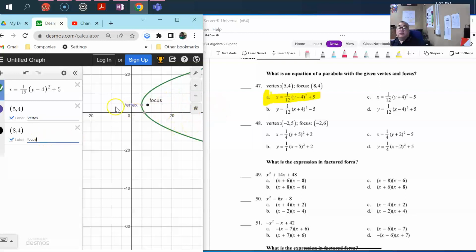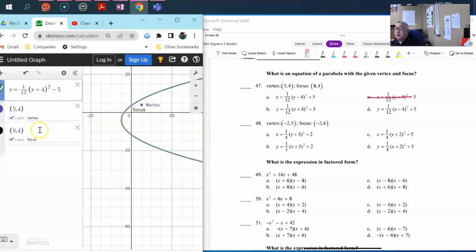But let's check the other ones. So the other one is x equals 1/12 plus 4 minus 5. That can't be it. The next one is x plus 4. Oh, this one was x minus 4. I mean, y minus 4. That can be A. Okay, so let me type this again. We have x equals 1/12, y minus 4 plus 5. Okay, that was the answer. That was it. Okay, B is 1/12. We have x, we have y, and this is x. And that's obviously going to be wrong.